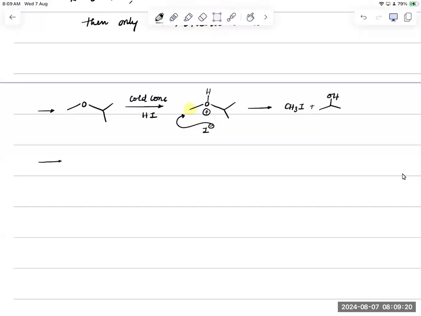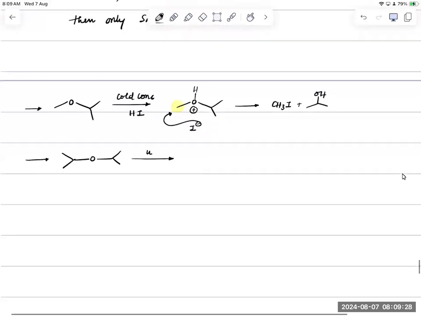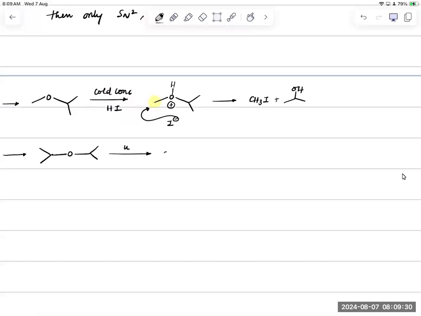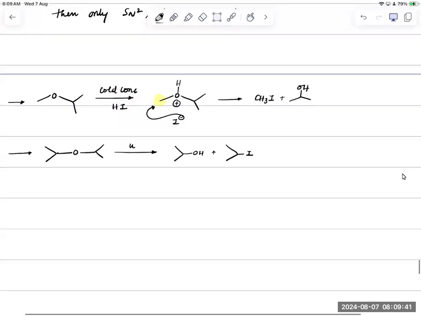Okay. Next, if you have it like this, with the same reagent here, we'll get 1 mole of OH and the other mole of I.